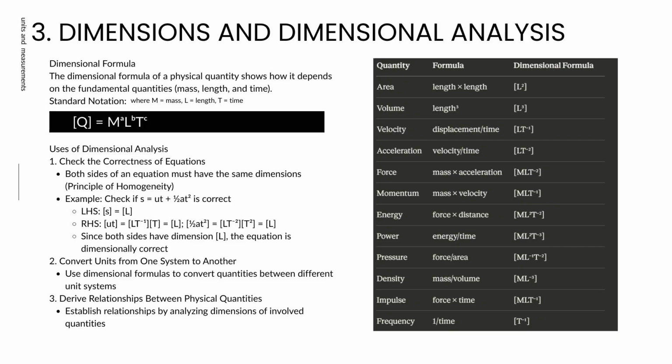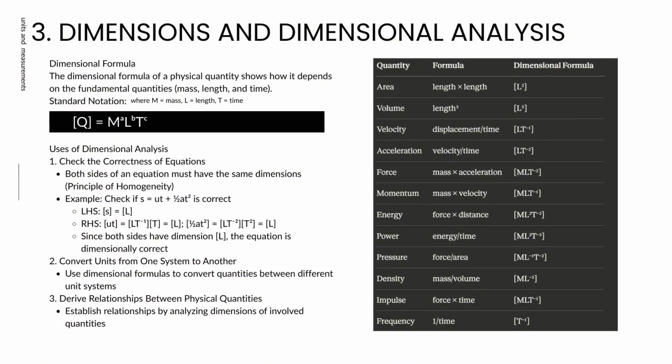Using dimensional analysis, we use it to check the correctness of an equation. Both sides of an equation must have the same dimensions. That's the principle of homogeneity. Example, check if S equals UT plus half AT squared is correct.